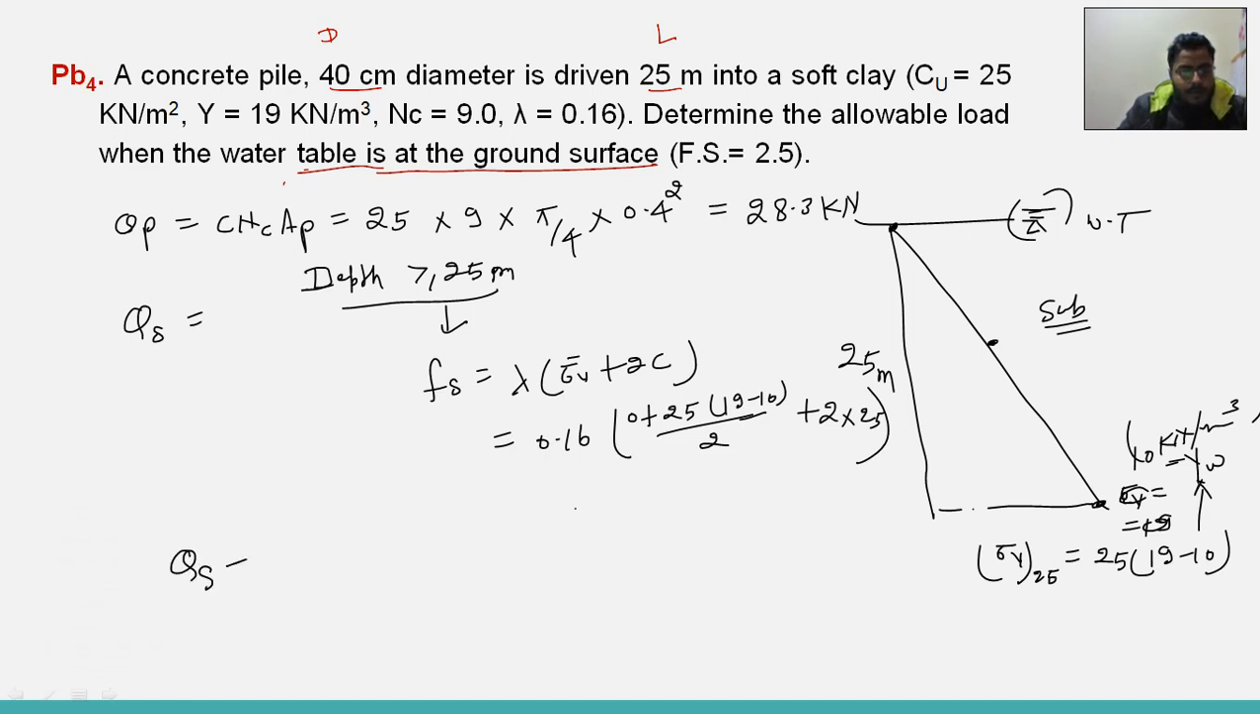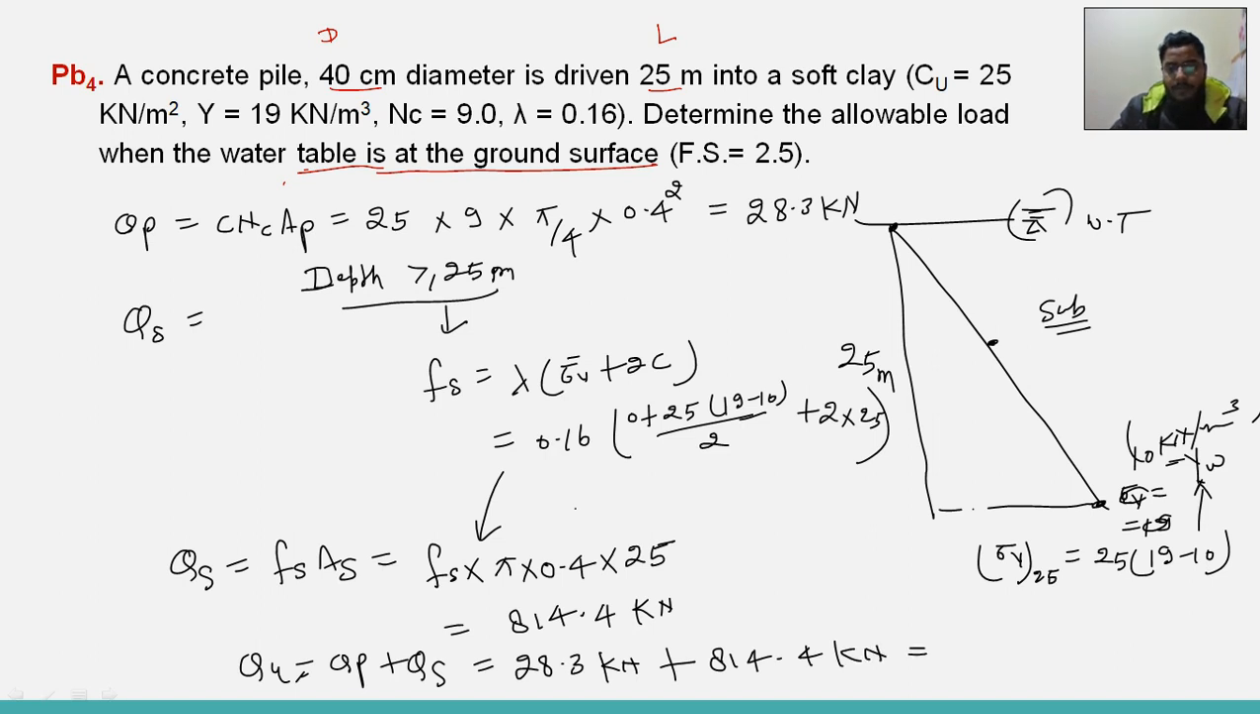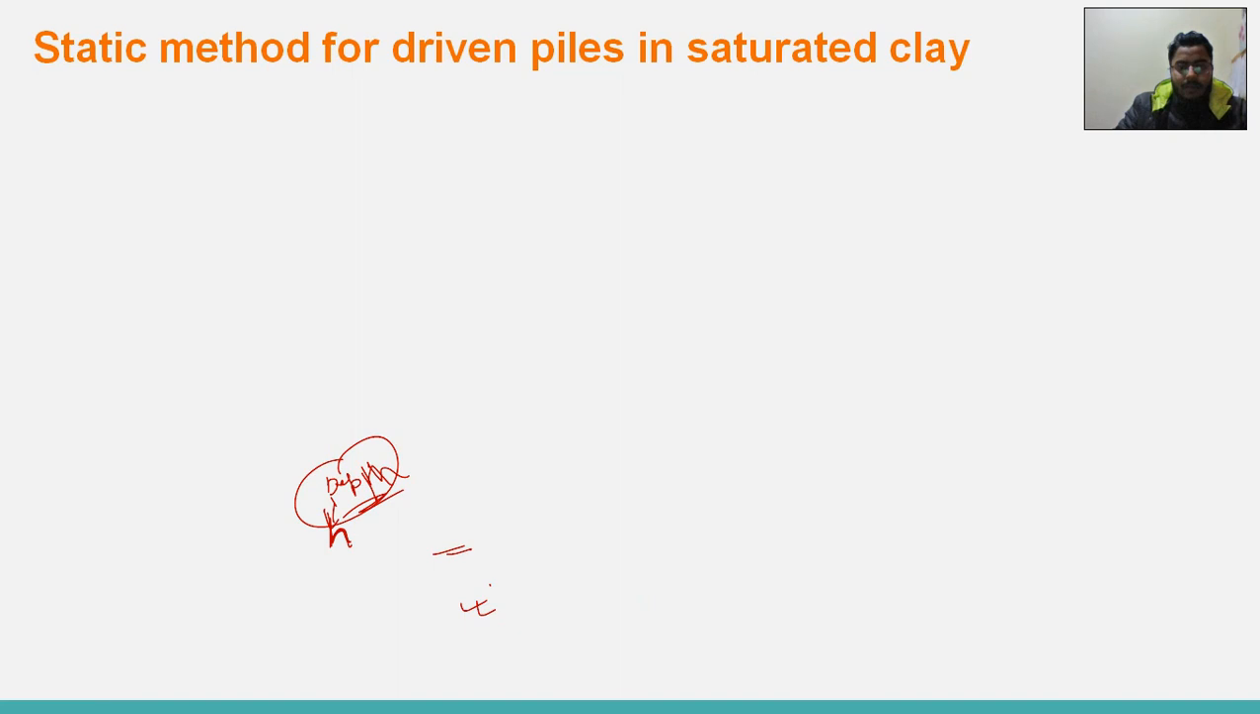Now we can calculate Qs, that is fs into As. What will be As? As is the effective surface area of the shaft, so we can write pi into d, that is 0.4, into length, that is 25 meter. So we can calculate, and I've calculated so I'm writing directly 814.4 kilonewton. So the ultimate load we can write as Qp plus Qs, that is 28.3 kilonewton plus 814.4 kilonewton. So that will come 844.7 kilonewton.